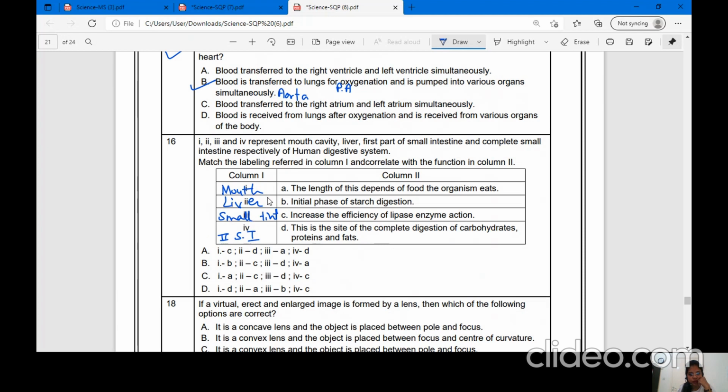So mouth: initial phase of starch digestion. Liver: increases the efficiency of lipase enzyme action. Small intestine: this is the site of the complete digestion of carbohydrate, protein, and fat. And the length of the small intestine depends on the food the organism eats. Okay, so which option is correct? Here option B is correct.